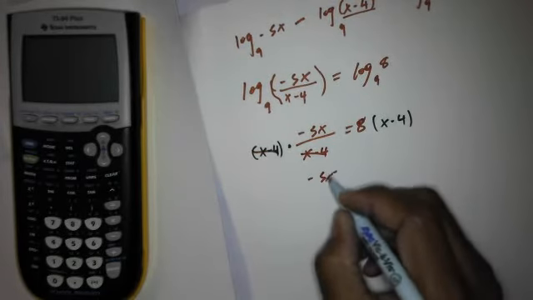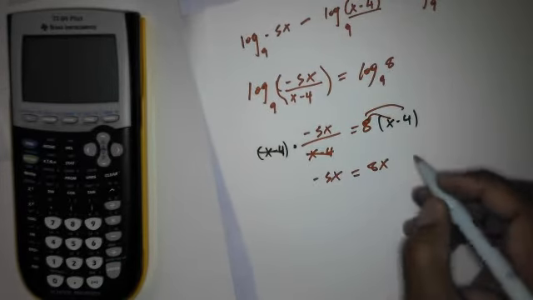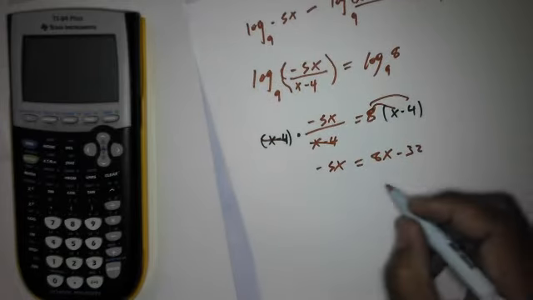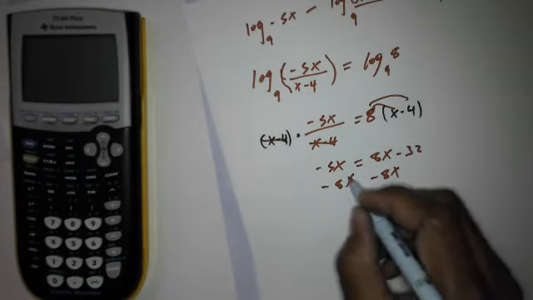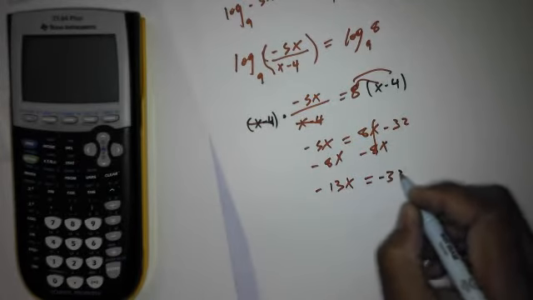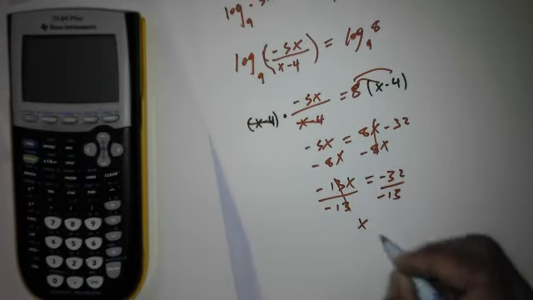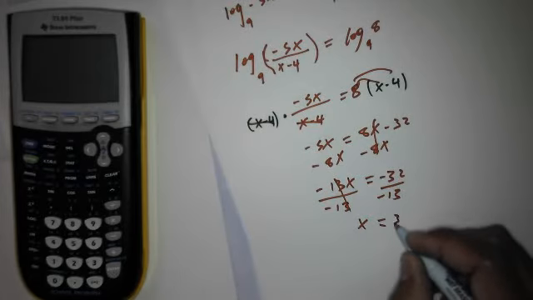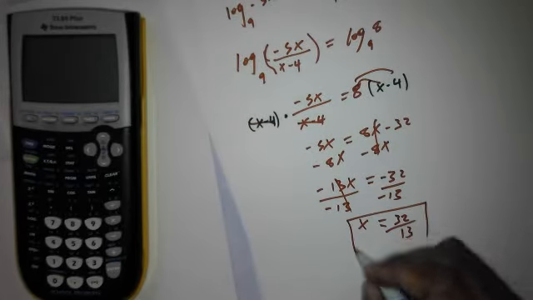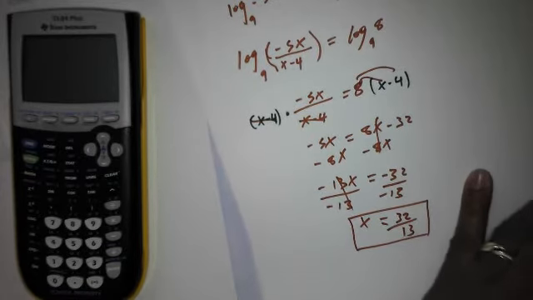So what I have is negative 5x equals 8 times x, so we're distributing. That is 8x, 8 times negative 4, that is negative 32. Then we subtract 8x from both sides. Okay, so this would be negative 13x equals negative 32. And then we divide both sides by negative 13. So x equals negative divided by negative is positive, so that is 32 over 13. Okay, and it's safe to leave it like that, or if you want, you could convert that into a decimal as well.